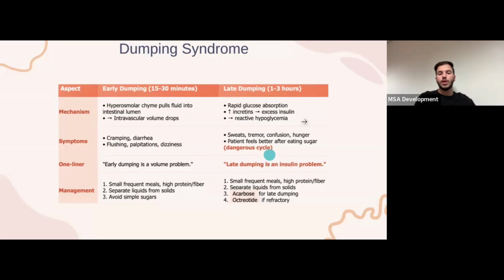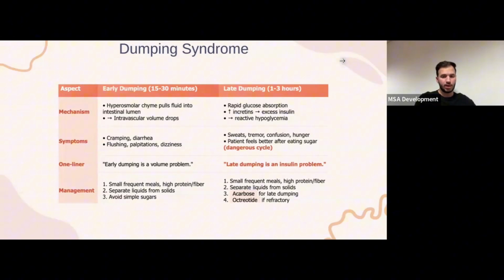Late dumping is due to the rapid glucose absorption, causing increased incretin and excess insulin, and obviously causing reactive hypoglycemia. The symptoms will have sweating, tremors, confusion, hunger, and also, to summarize it, late dumping is an insulin problem, while the early dumping was a volume or fluid problem.